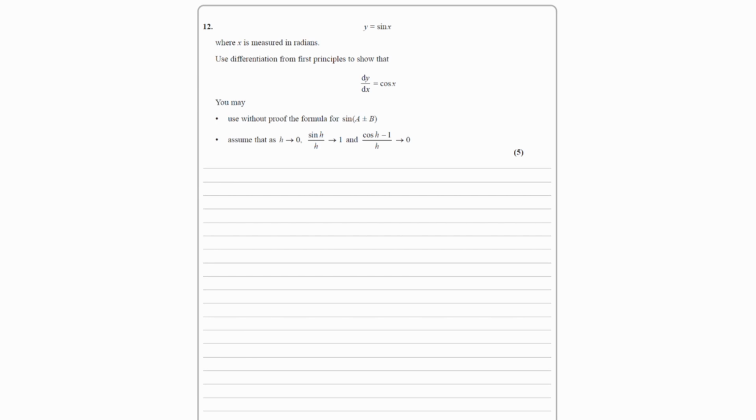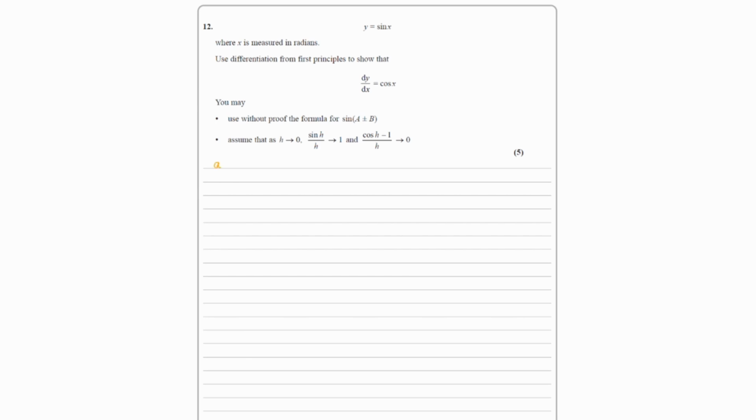Number 12. Y is equal to sine x, where x is measured in radians. Use differentiation from first principles to show that dy by dx is equal to cos x. You may use without proof the formula for sine of a plus or minus b. Assume that as h tends towards 0, sine h over h tends to 1, and cosine h minus 1 over h tends to 0.